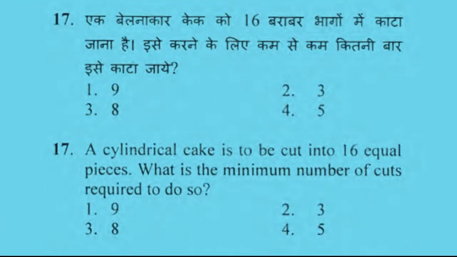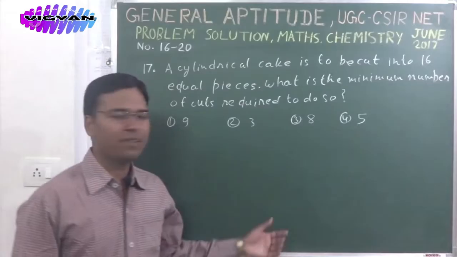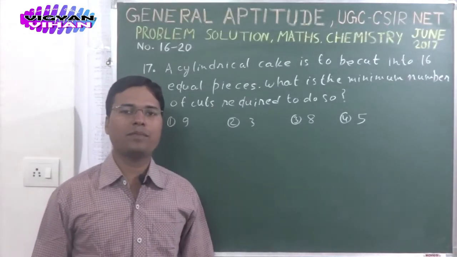Friends, here is problem number 17. A cylindrical cake is to be cut into 16 equal pieces. What is the minimum number of cuts required to do so? Option 1, 9; option 2, 3; option 3, 8; option 4, 5. Friends, here is the next problem, problem number 17.